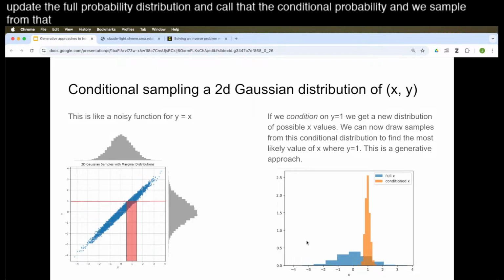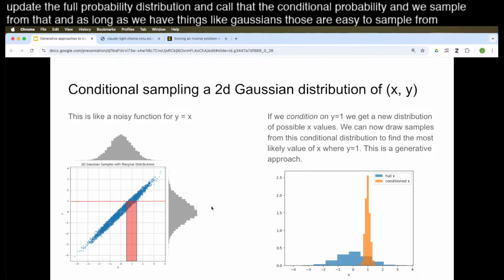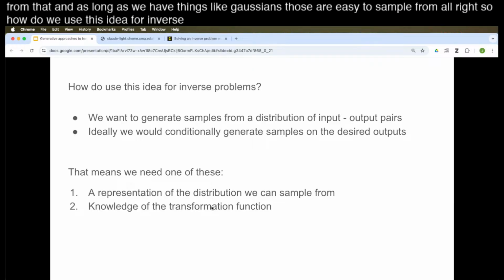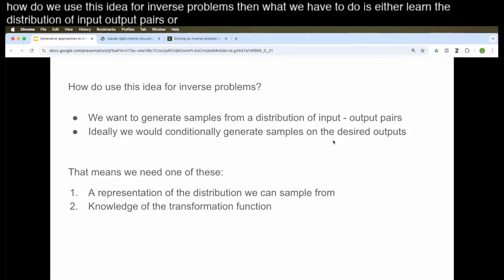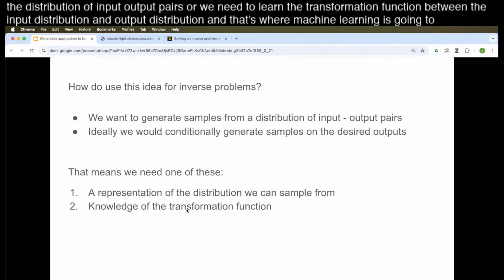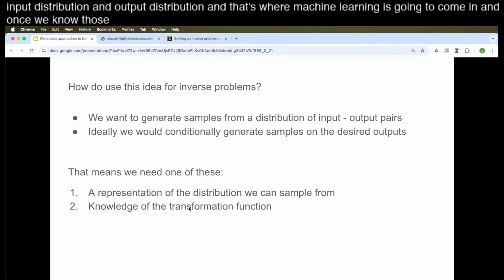And as long as we have things like Gaussians, those are easy to sample from. All right, so how do we use this idea for inverse problems then? What we have to do is either learn the distribution of input-output pairs, or we need to learn the transformation function between the input distribution and output distribution. And that's where machine learning is going to come in.